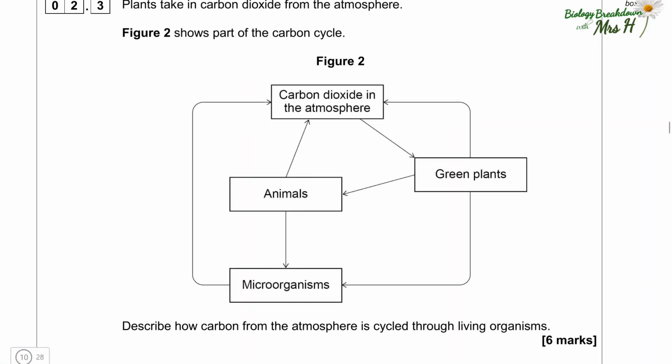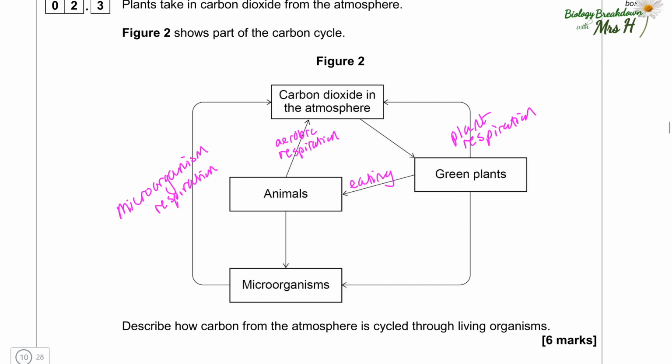Plants take in carbon dioxide from the atmosphere, and figure 2 shows part of the carbon cycle. So we've got our carbon dioxide in the atmosphere, and we've got microorganisms that are carrying out respiration, so they're going to add carbon dioxide to the atmosphere. We've got green plants carrying out respiration, so they're going to be adding carbon dioxide to the atmosphere. Animals eating the carbon compounds of the green plants. And then animals carrying out aerobic respiration and therefore releasing the carbon from those compounds out as carbon dioxide.